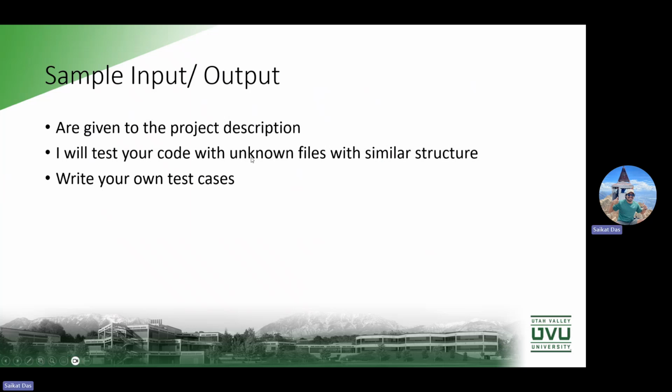This is the important thing. I'll test your code with unknown files with a similar structure. You need to write your own test cases. Own test case means you need to create at least 3 files with the same structure. And you need to generate the output for those 3 files so that your program can generate the exact same output file so that you can compare it with the hash. Does that make sense? Any other question?